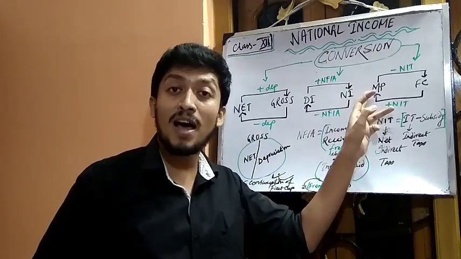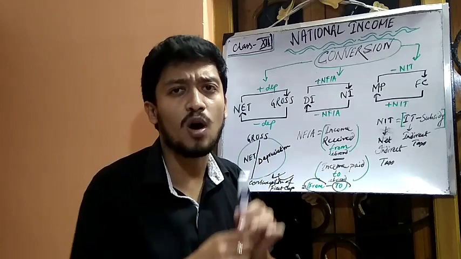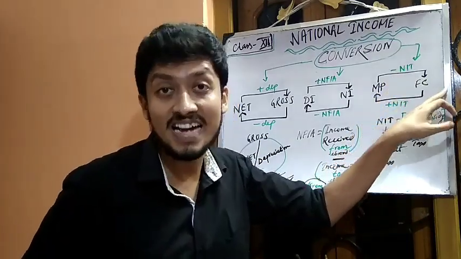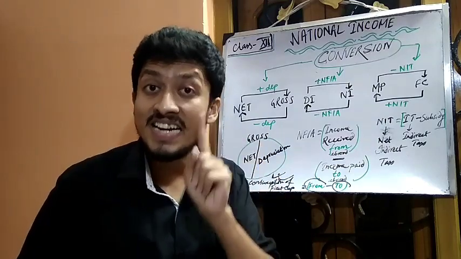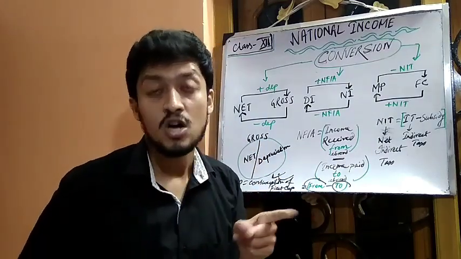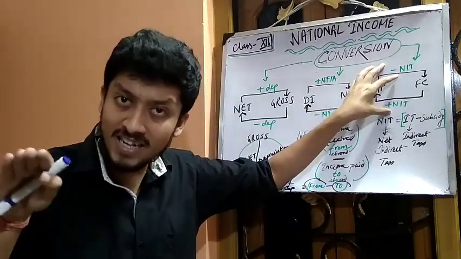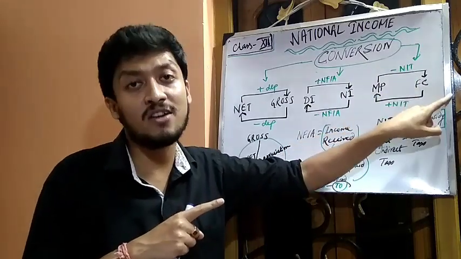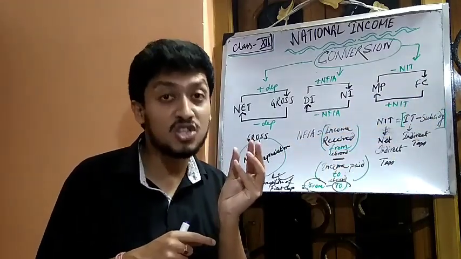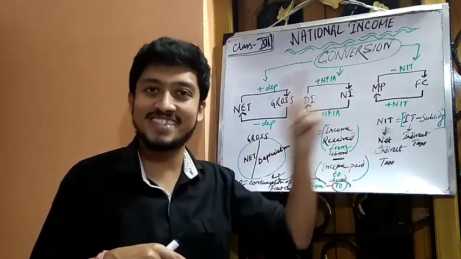Now from market price, from this big concept, if I go to a small concept, what do I need to subtract? I need to subtract net indirect tax, NIT, net indirect tax, not only indirect tax, net indirect tax. So from the market price, which is a large concept, I need to subtract net indirect tax to get the factor cost. And from factor cost, which is a small concept, I just need to add the net indirect tax to get the market price, right?